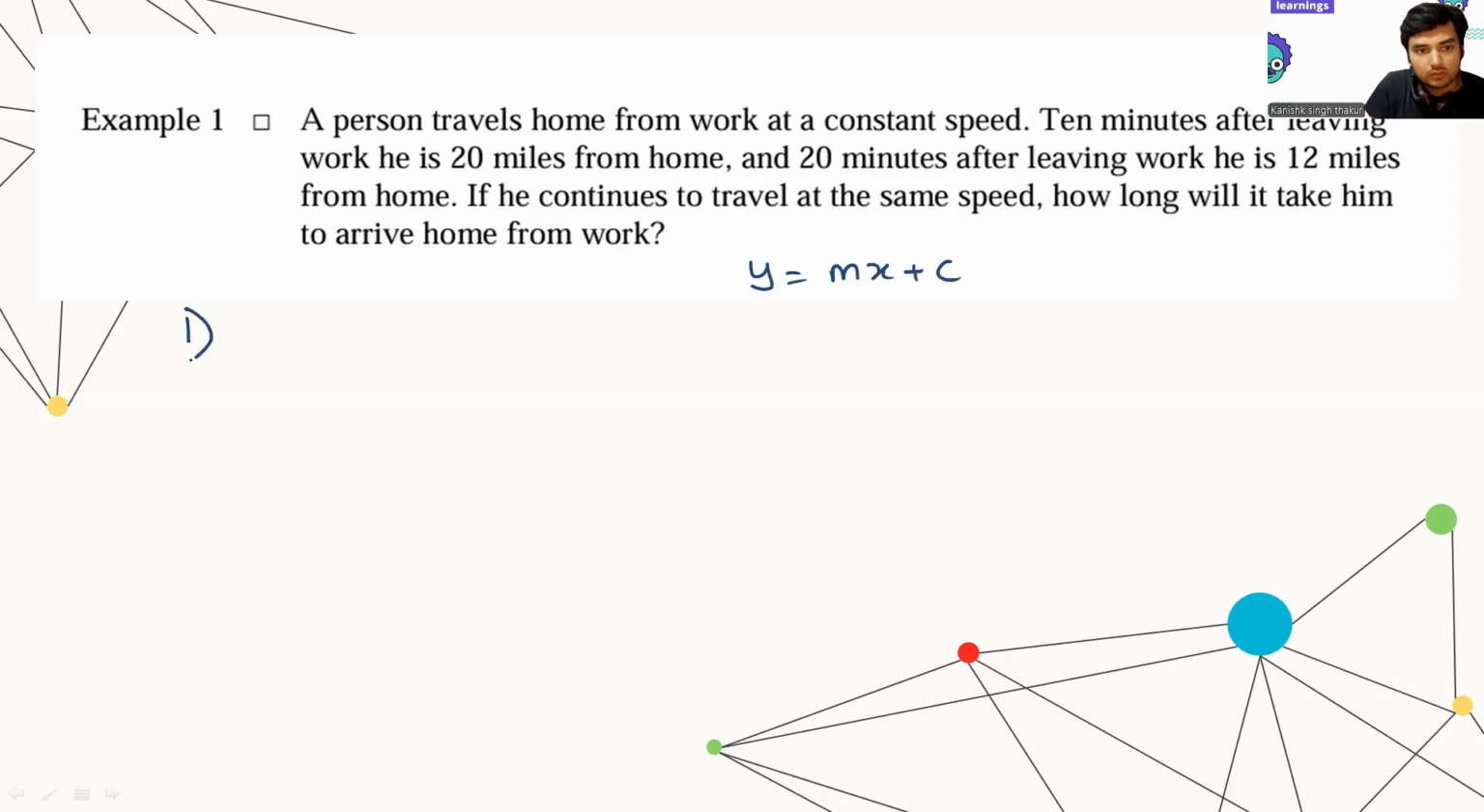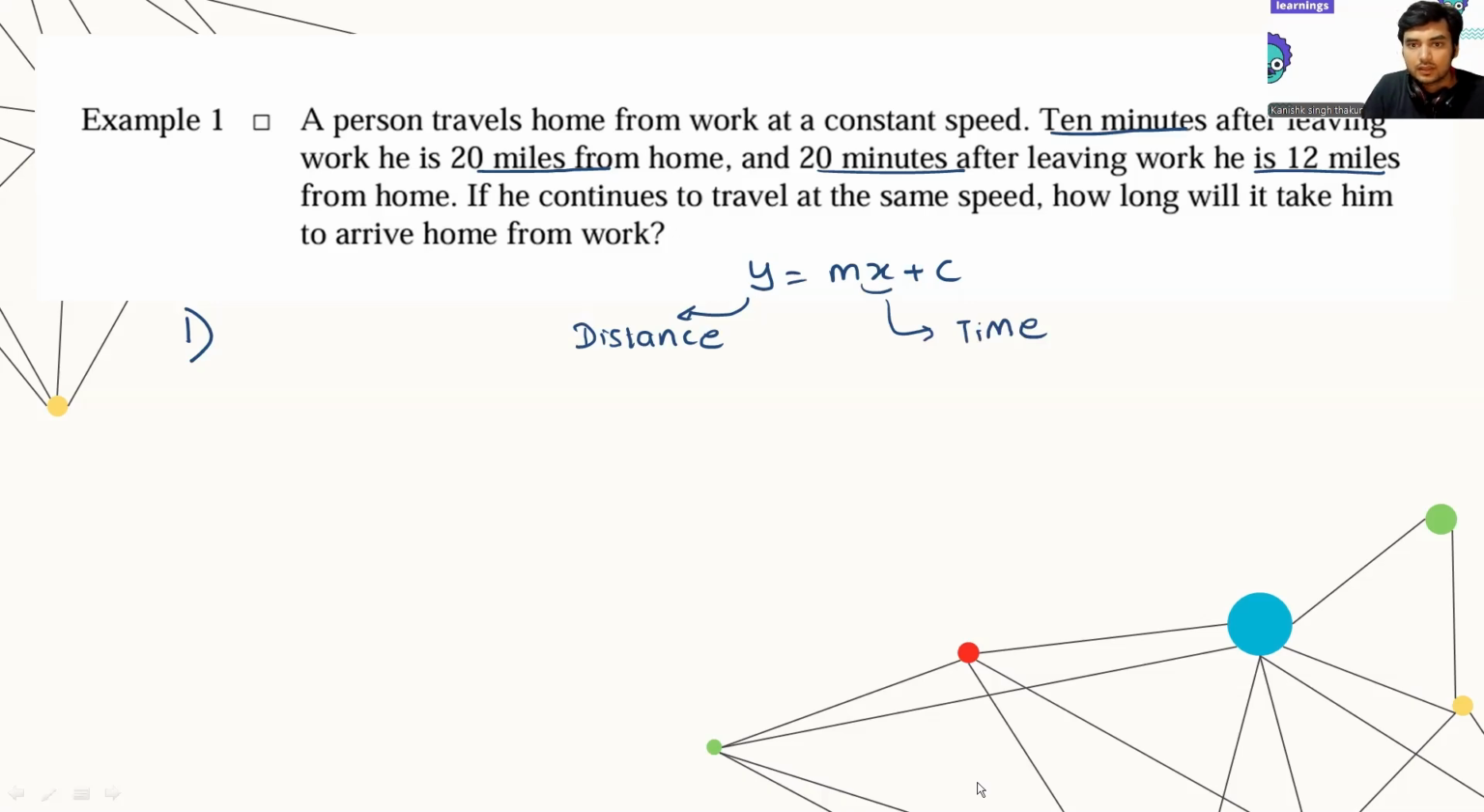Now let's try to do this question. So I have two pieces of information given here. 10 minutes after leaving, 20 miles from home. 20 minutes after leaving, 12 miles from home. This is how the equation is, right? So let me take y as the distance traveled in miles and x as the time in minutes, right? So y, I take it as distance traveled, okay? And x is the time, which is there in minutes, okay?